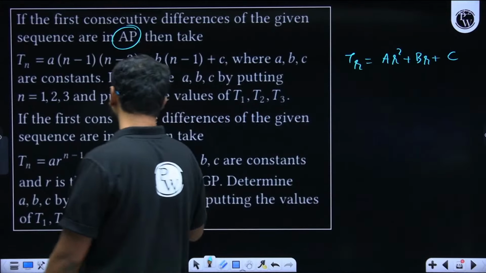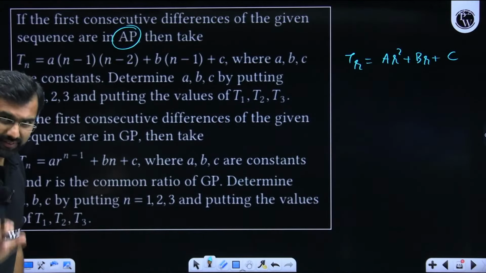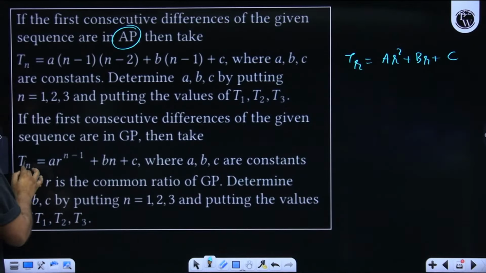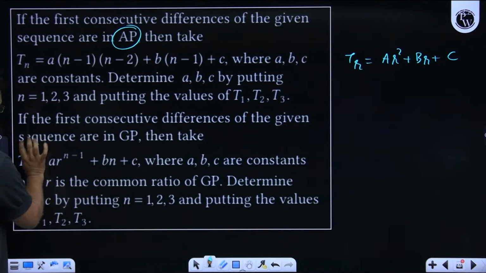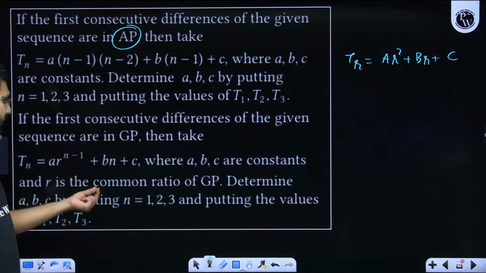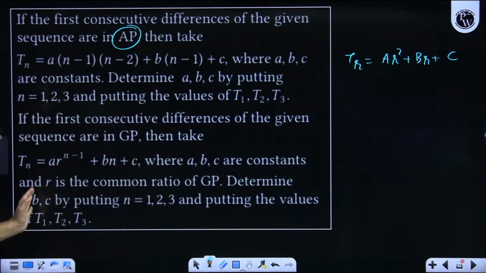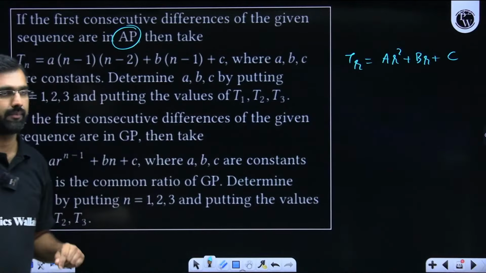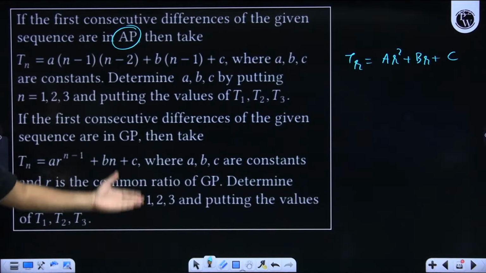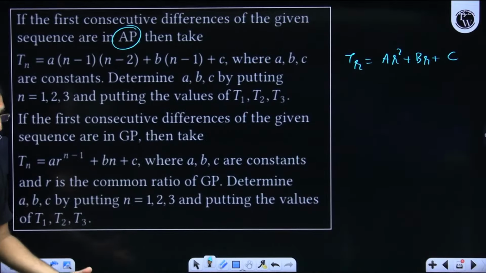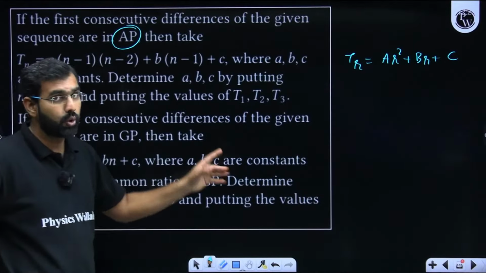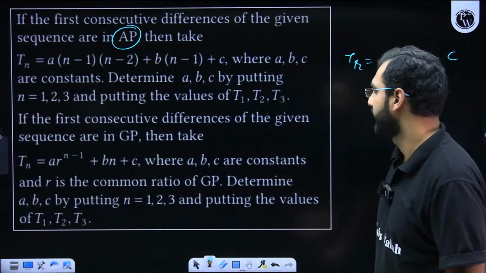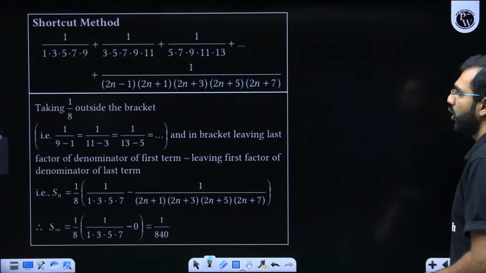If the consecutive difference of a sequence is in GP, then you take the nth term as AR to the power n minus 1 plus Bn plus C, where R is the common ratio of that GP. Either you apply the method of differences in sequence and series or this short technique, both are useful, but this will get you the answer more quickly. I hope you have used this technique a lot many times.